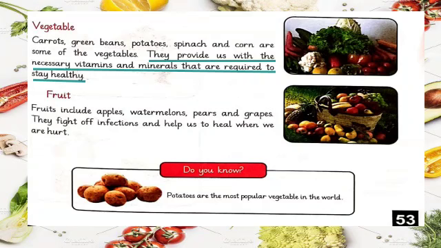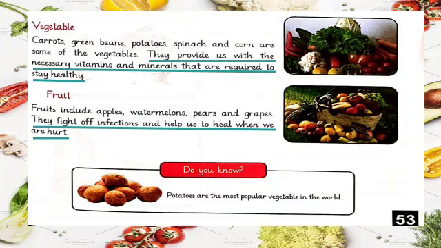Next comes the fruit group. Fresh fruit is best for you. Fruits include apples, watermelons, pears, grapes. They fight off infections and help us to heal when we hurt. Underline this line. Students, fruits contain important vitamins and minerals. They also contain fiber. Fruits can help protect you against diseases.